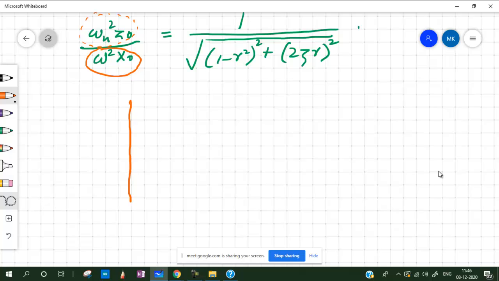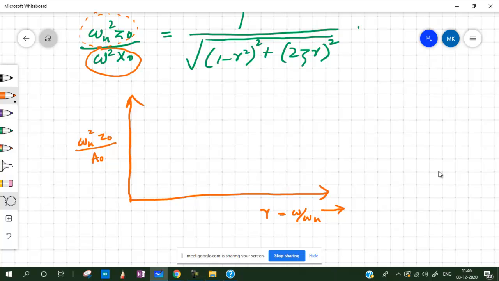So if we plot this graph now with these two in the vertical axis, and again on the horizontal axis we have the ratio of the frequencies. Here we have omega n square z naught by a naught, which is nothing but the amplitude of the input acceleration. So we'll get something like this. If this is unity, this is 1, means corresponded same. So this is what it looks like.